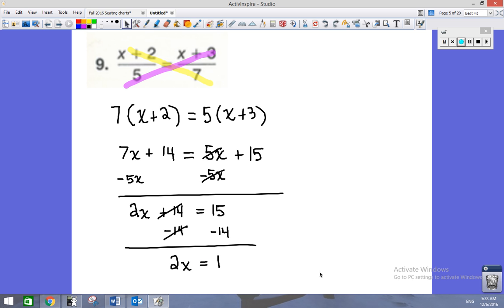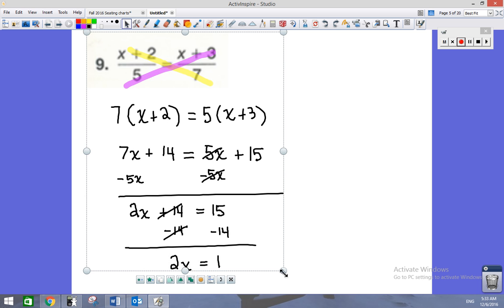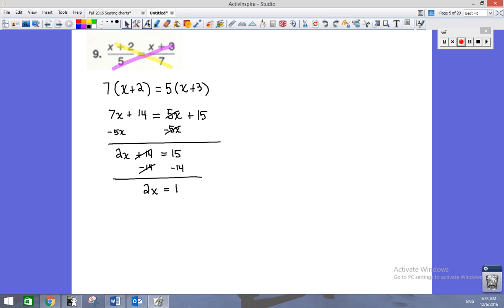To solve for the x, we need to get rid of the 2. Since it's multiplication, the inverse operation of multiplication is division. We divide both sides by 2. 2 divided by 2 is 1. And we get x is equal to 1/2.